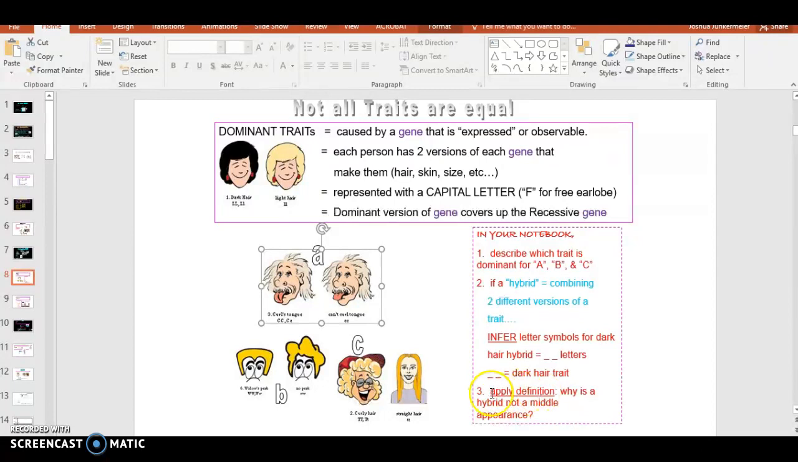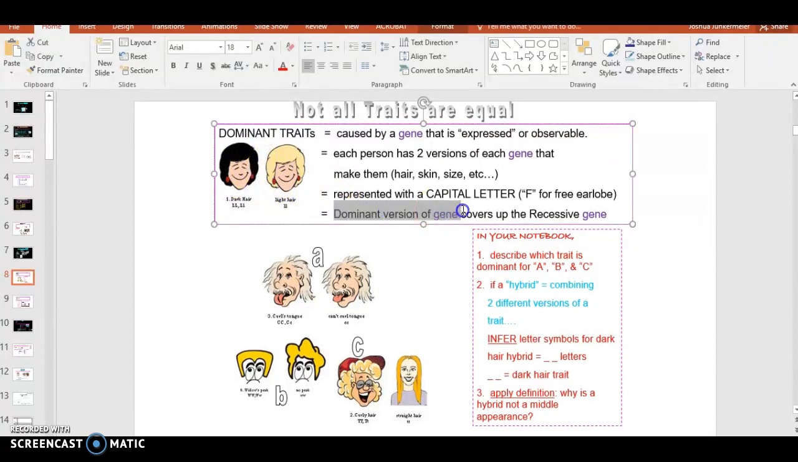Number 3, it says apply definition. So think about what the definition up here says. It says, why is a hybrid not a middle appearance? So why does the dark hair person that has a dominant and recessive, why is their hair still dark? Why isn't it somewhere between dark and then the recessive version light? Why isn't it some way half in between? And to answer that, you have to read this right here. This is why. So when you write your answer to why a hybrid isn't some middle appearance, refer to this last part right here to understand.